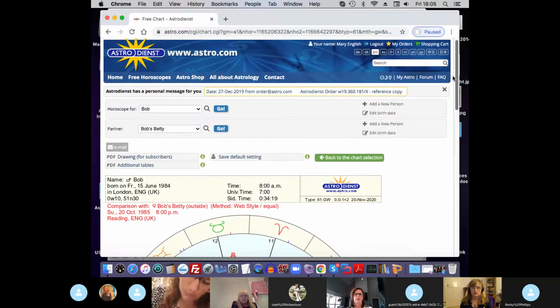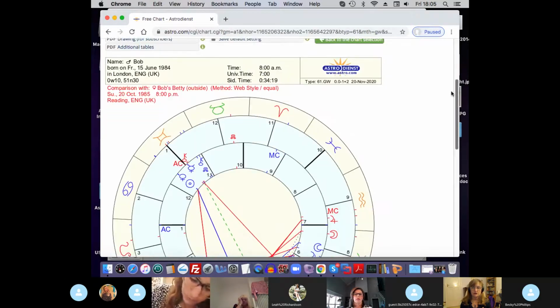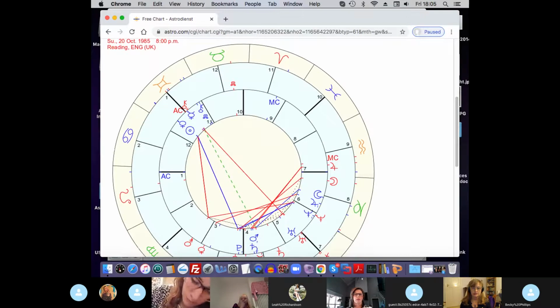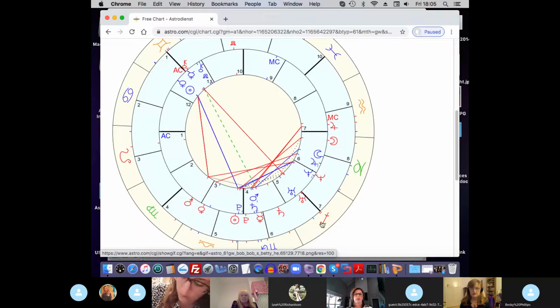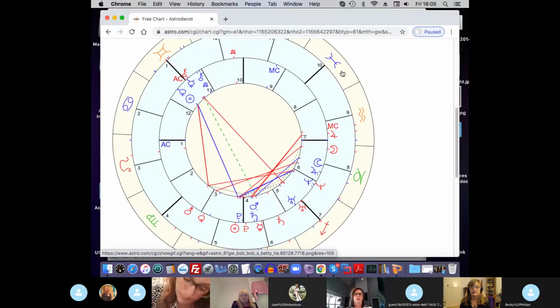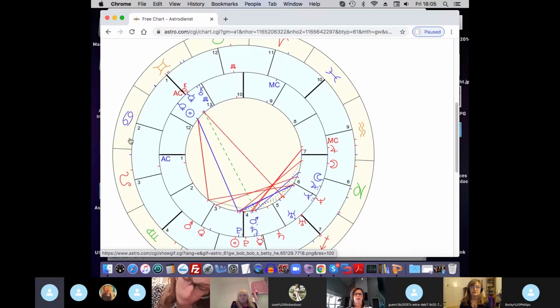Okay, so now you've got Bob's details on the inside in blue. Betty's details are on the inside in red, and on the very outside is all the signs of the zodiac. So going all the way from Aries, Taurus, Gemini, Cancer, Leo, Virgo, Scorpio, Sagittarius, Capricorn, Aquarius, and Pisces. So the signs of the zodiac on the outside. The order that they're in is determined by the first person's birth data and their ascendant.